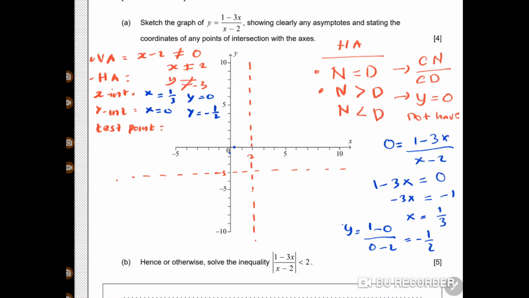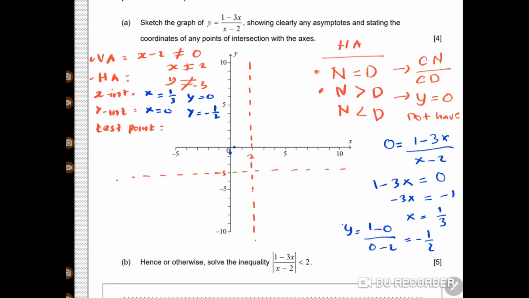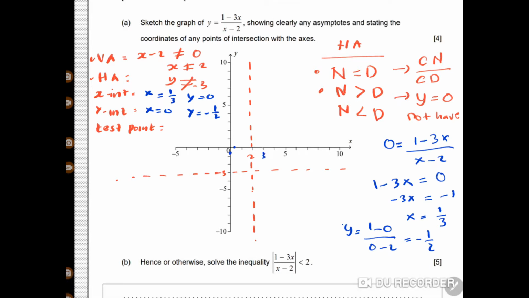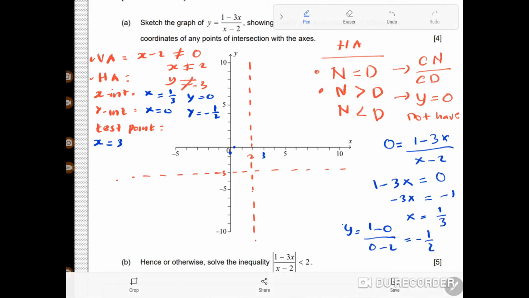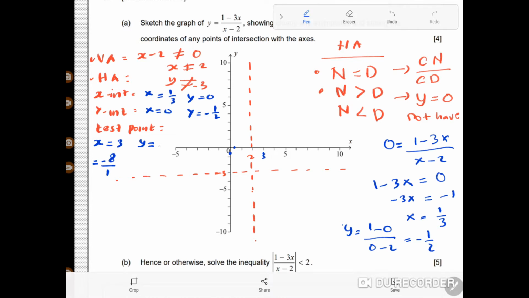So where is negative half? Here. Okay, the next is a test point. If you want to use a test point, it is better to take it after the vertical asymptote. So we take x equals 3 as the test point. When x equals 3, what is y? It is 1 minus 3 times 3, which is 9, so 1 minus 9 gives negative 8, and then 3 minus 2 is 1, so we have negative 8 divided by 1, which is negative 8.